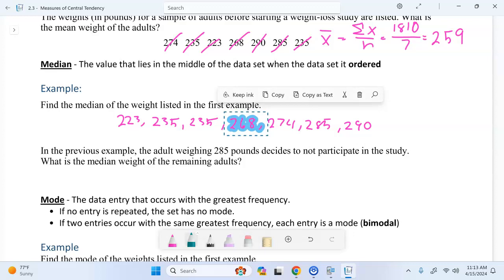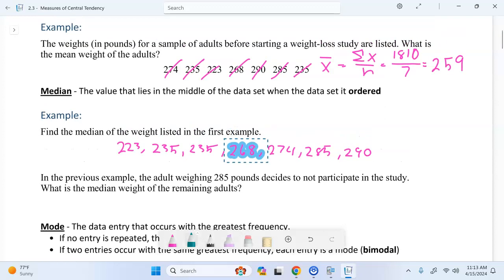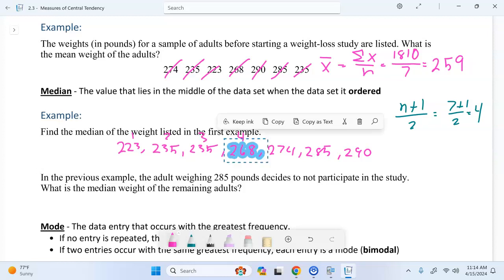With small data sets, we can count and see visually where the middle is. If we have a larger data set, there's a little formula we can use: n plus 1 divided by 2. That tells you what position your middle number is in. If I have a sample size of 7, I add 1 to get 8, divide by 2, and get a 4. That tells me that my median is the 4th number in the data set. First, second, third, 4th number, that's our median.